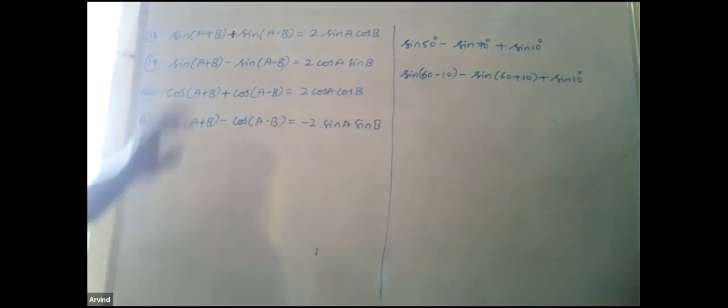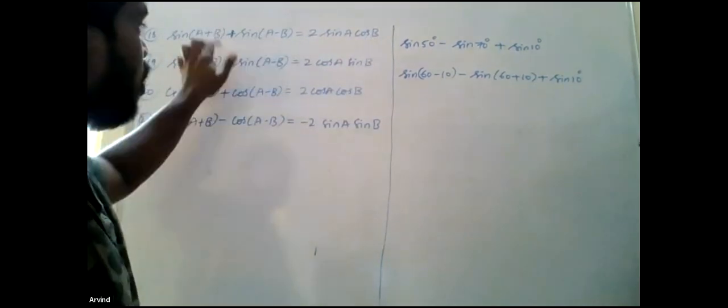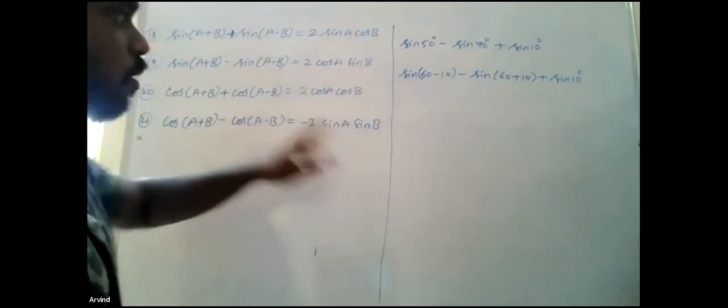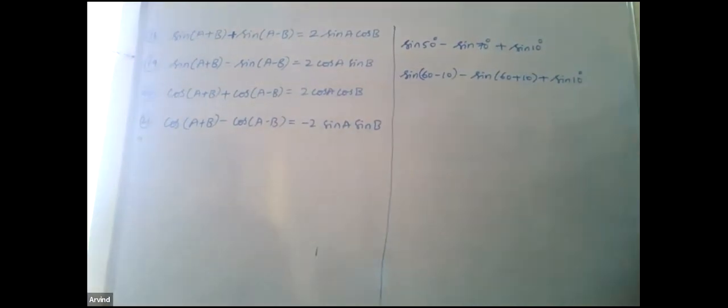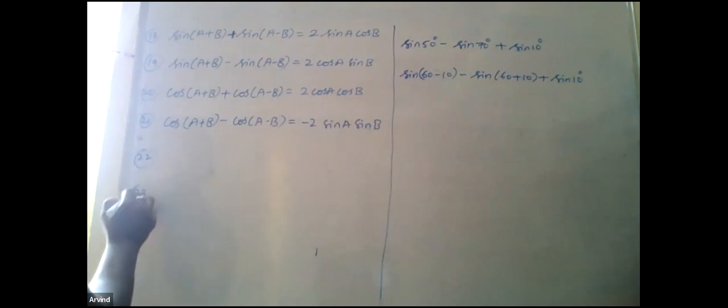Okay. This is the sum or difference as a product. Expressing the sum or difference as a product. You can also do it the other way, the product as a sum. Okay. So take down these also. 22, 23, 4 more formulas. 24, 25.